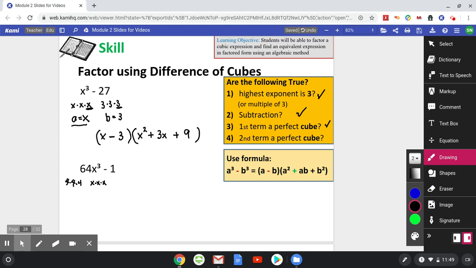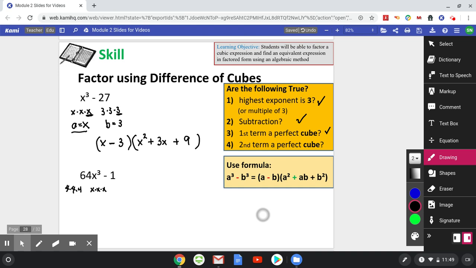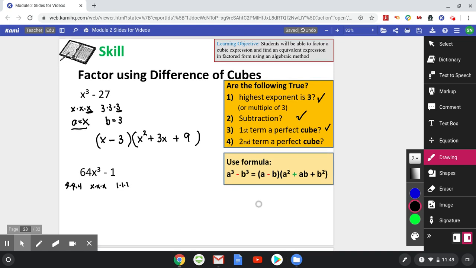And step 4 is make sure that the last term is also a perfect cube. If we have to multiply a number times itself twice and get a 1, 1 times 1 times 1 gives you 1. Therefore, the last one is also a perfect cube. Now we are able to use the formula.